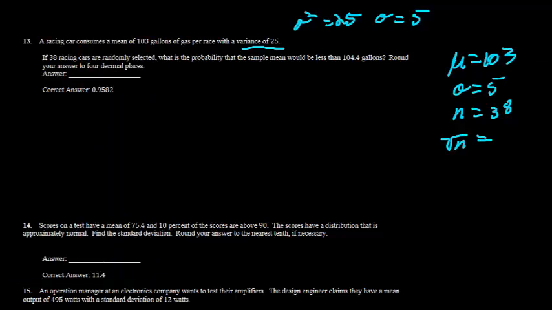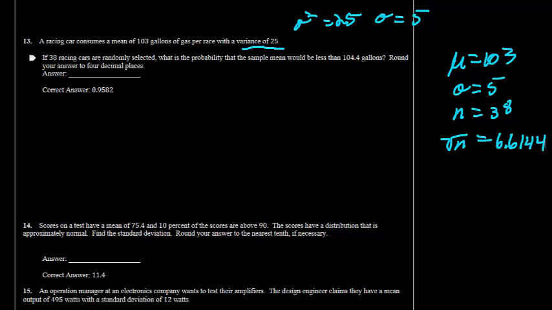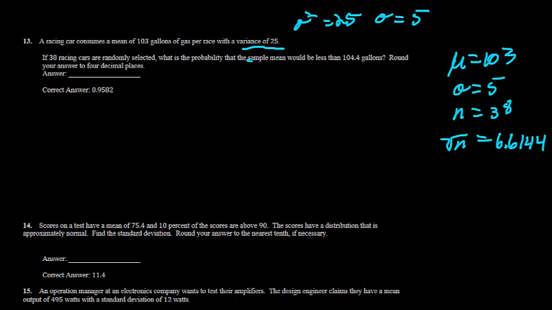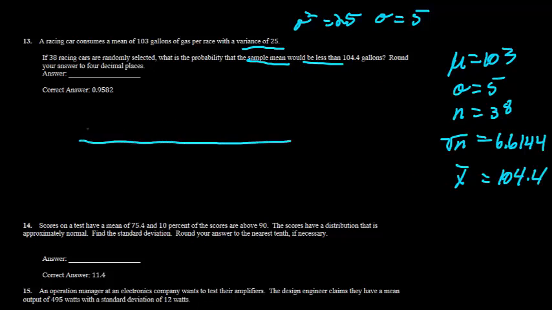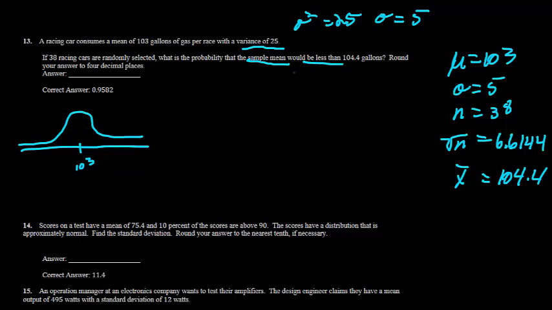6.6144. 38 racing cars selected at random. What is the probability that the sample mean X bar would be less than, left tail, 104.4 gallons? So you know what, let's move this over to the left because I don't have to make it that big anymore. It has a mean of 103. 104.4 is on this side, and this is a left tail test. That makes it easier for us.